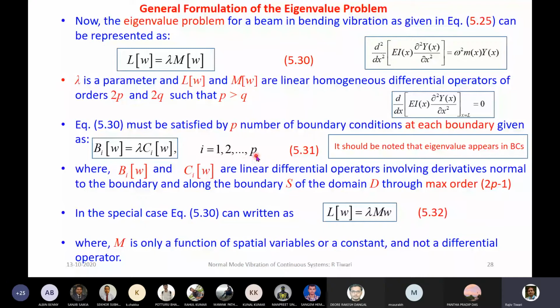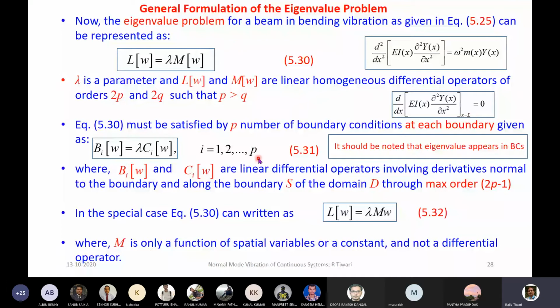So these are the most general boundary conditions we can have, and these boundary conditions will be p in number. What is p? We have defined that the L operator order of differentiation is 2p. So half of that is p. So at each boundary, we'll be having p number of boundary conditions. Like at x equal to L, we'll be having p number of boundary conditions. Similarly, at x equal to 0 also, we'll be having p number of boundary conditions.